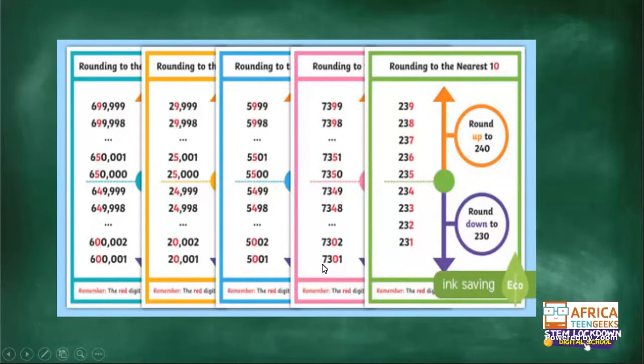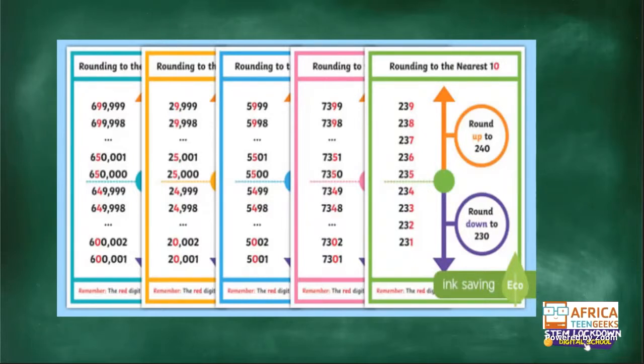And looking here at 7,301, 7,302, right up to 7,349, we will round those numbers down to 7,300. We are rounding down to 7,300.